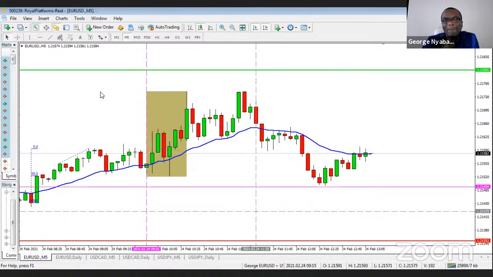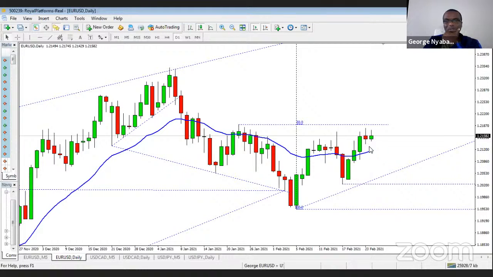So earlier on, when we spoke about this double top that was created, and that became the high of this particular session. And just above that, we have the high of yesterday. And we are within yesterday's trading range. That's where we are on the euro at the moment.